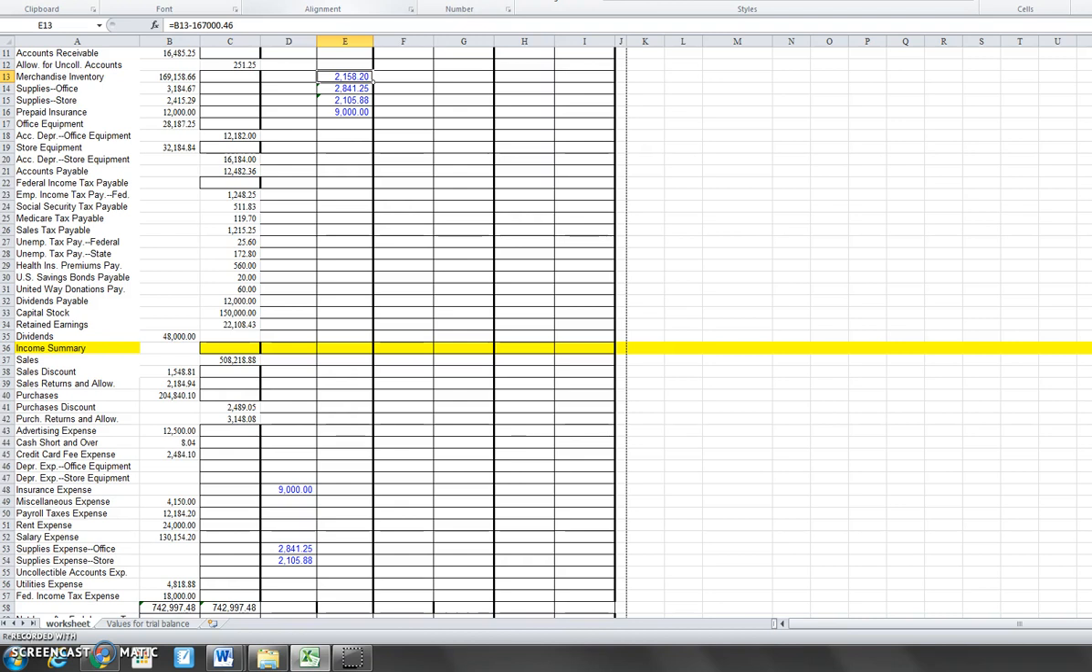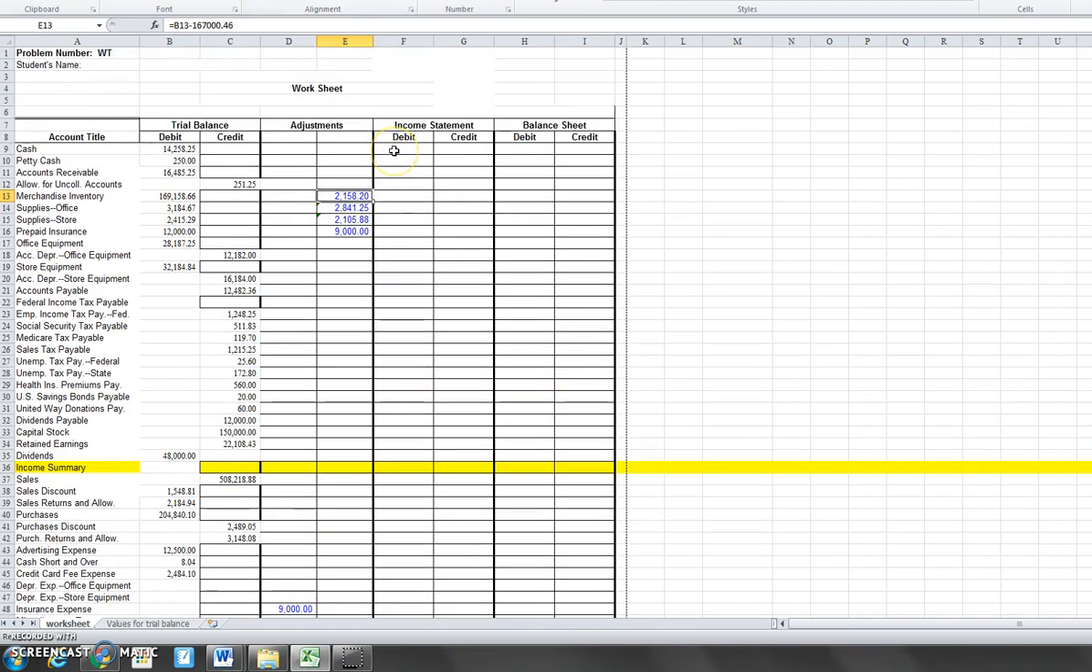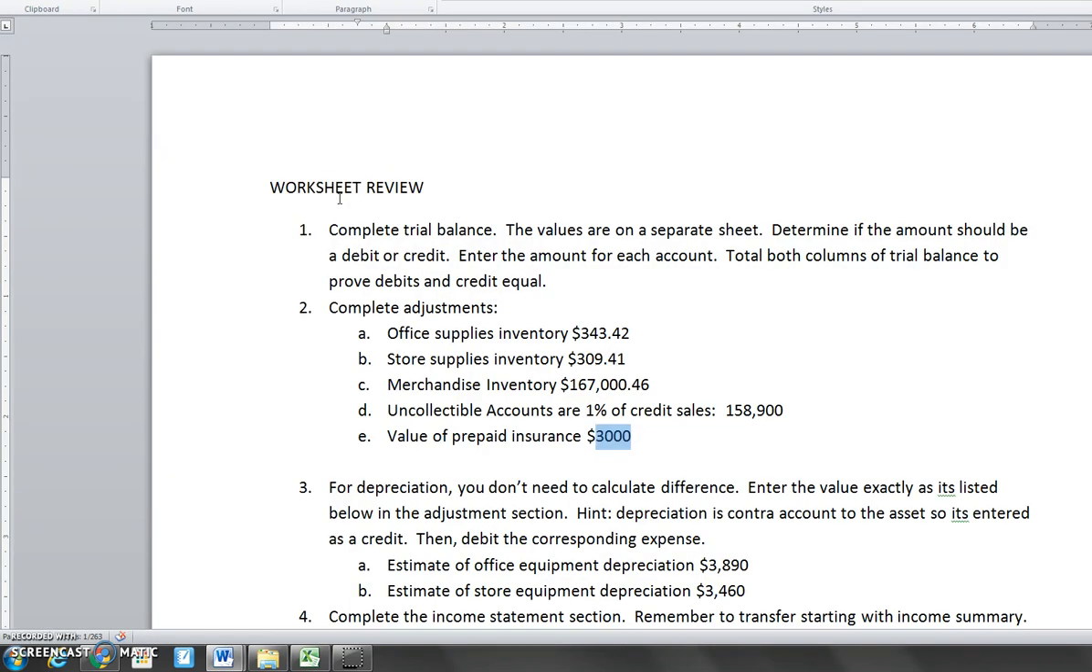We are going to credit because merchandise inventory has decreased. So this actually should say debit and credit. So we're going to credit, and then remember, for merchandise inventory, the matching account is income summary. So you have to put the same amount as a debit to income summary. Let's do the next adjustment.